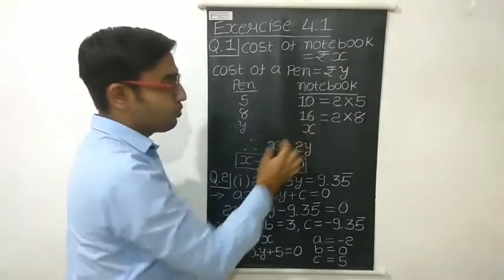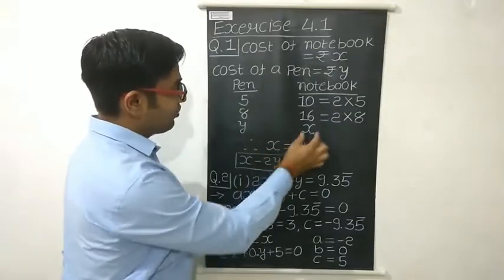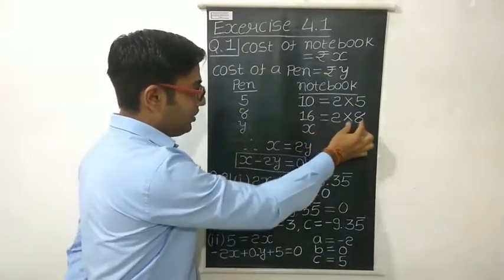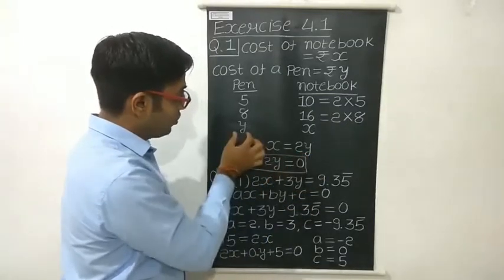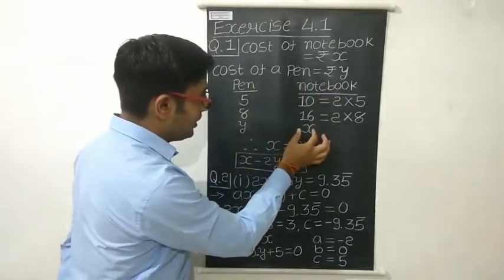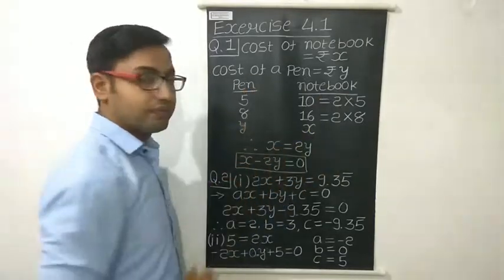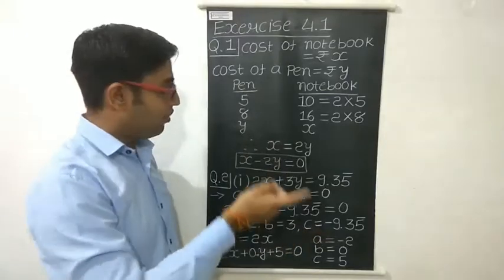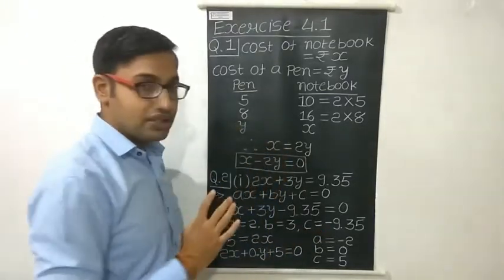Then what will become the cost of x? Now you can see that we can write down the cost of the notebook, that is x, is equal to 2 into y. 2 into y means twice the cost of the pen. So the cost of a notebook is equal to twice the cost of a pen. So here this is the relation between the cost of notebook and pen. So it becomes an equation because there is an equal sign.